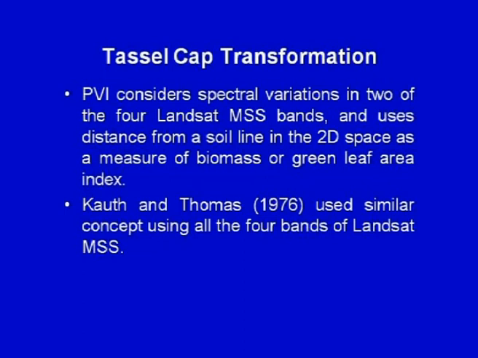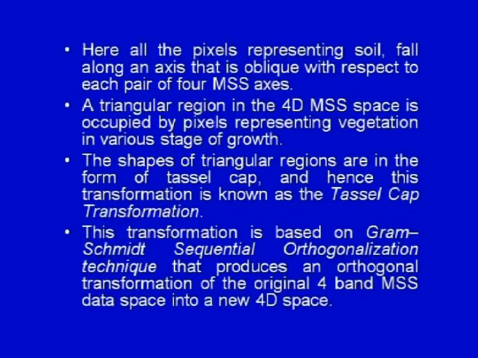If we recall, PVI considers spectral variation in 2 of the 4 Landsat MSS bands and uses distance from a soil line in a 2D space as a measure of biomass or green leaf area index. Kauth and Thomas in 1976 used a similar concept using all the 4 bands of Landsat MSS. Here, all the pixels representing soil fall along an axis which is oblique with respect to each pair of 4 MSS axes. A triangular region in the 4-dimensional MSS space is occupied by pixels representing vegetation in various stages of growth. The shape of the triangular region is in the form of a tassel cap, and hence this transformation is known as the tassel cap transformation.